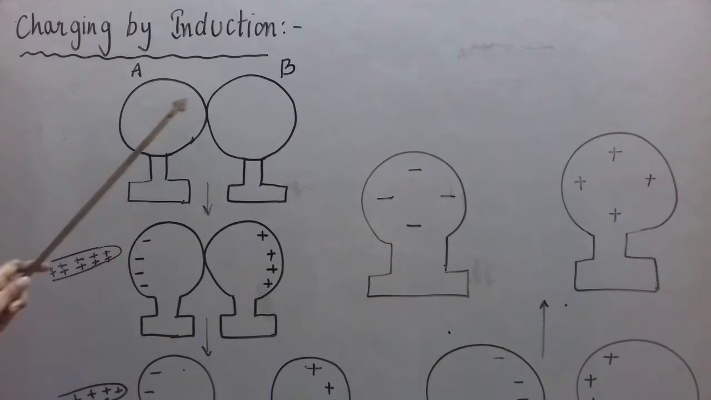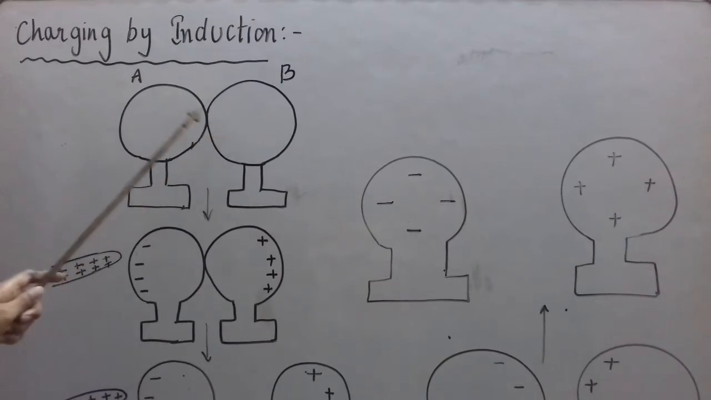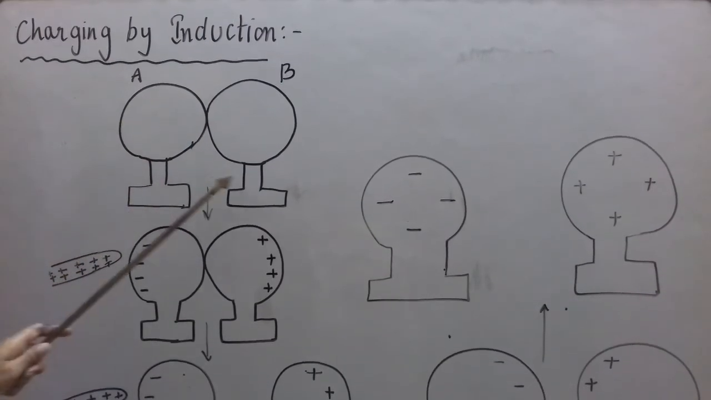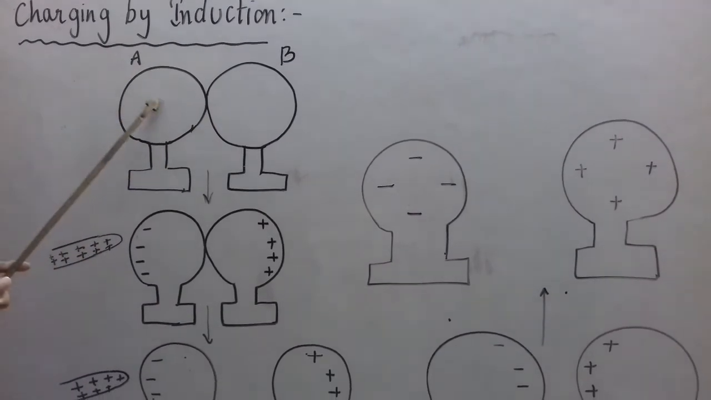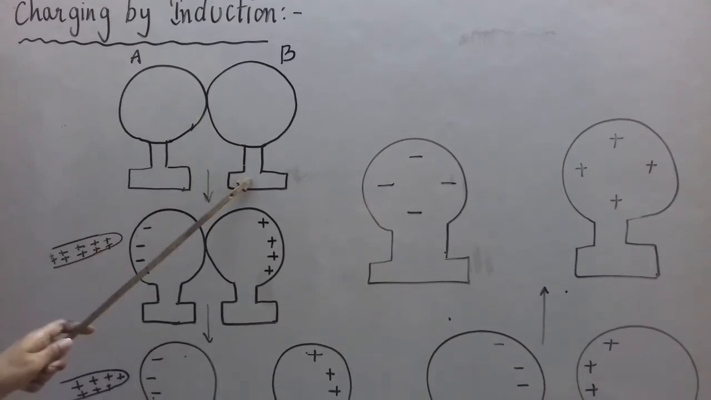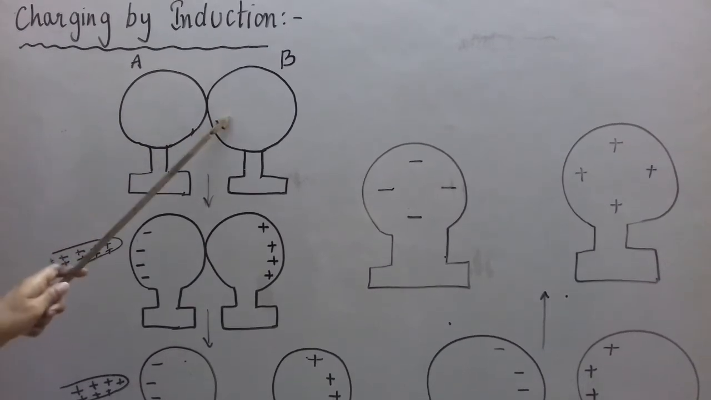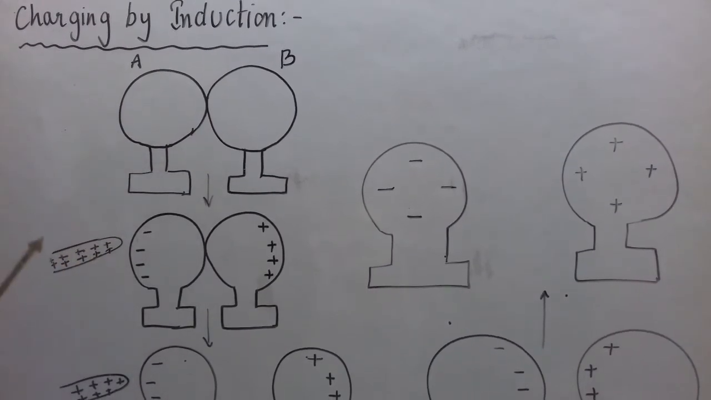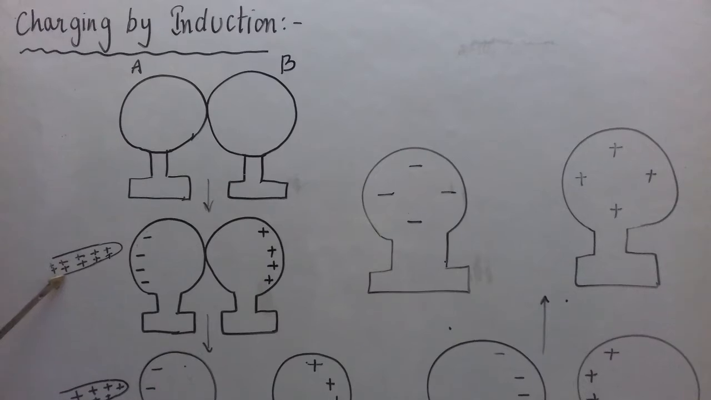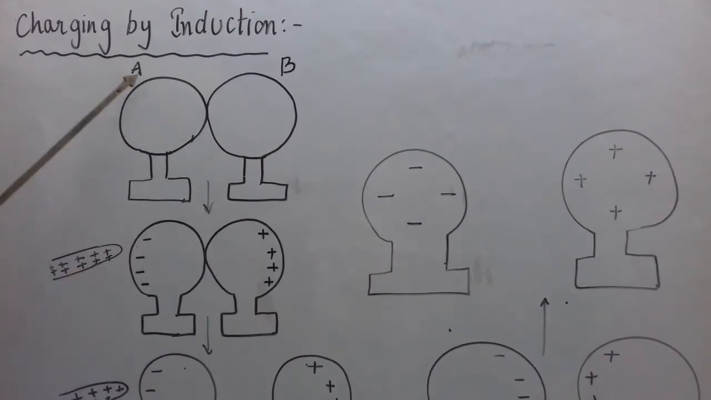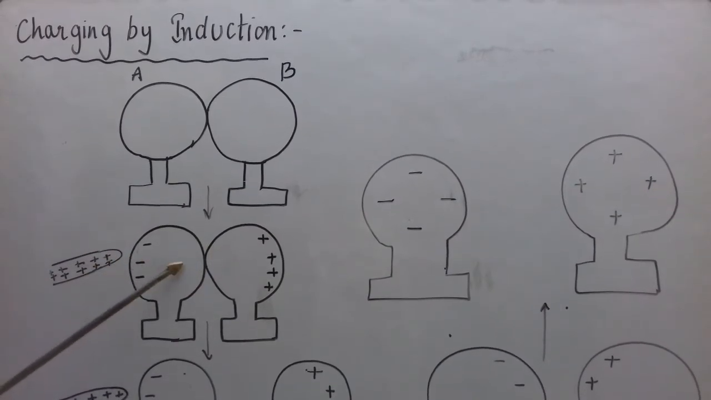Now we have taken two metal spheres which are identical. Spheres A and B, these are two metallic identical spheres, and they are placed on two insulating stands, and they are placed in close contact like this. Initially both of them are neutral. Now a charged rod, let us say a glass rod which is positively charged, is brought close to this metal sphere A, and these two are in contact. So what will happen?